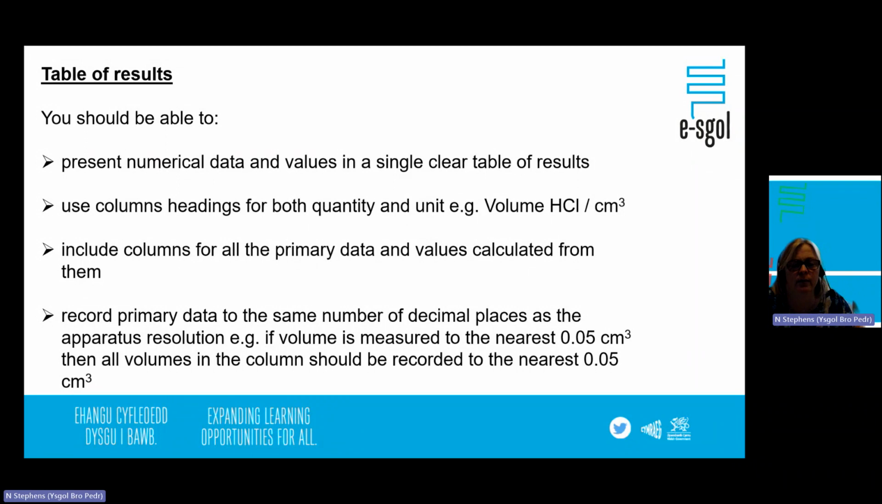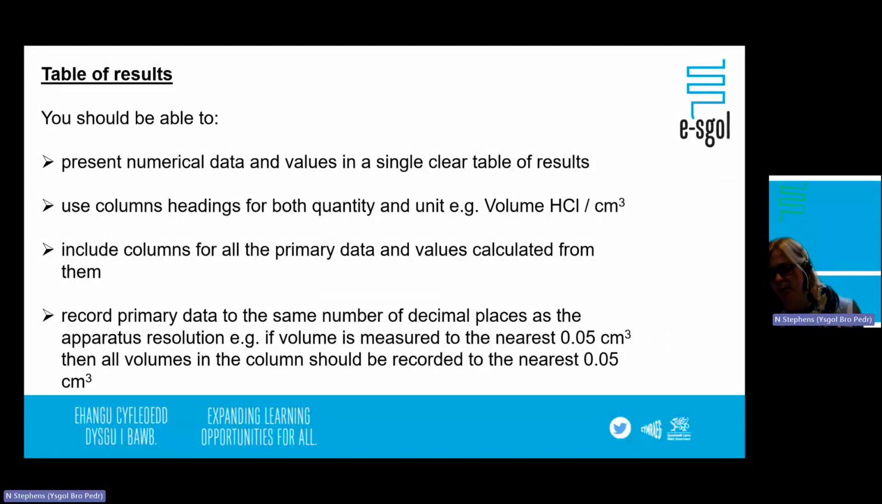And then you calculate any values from that data in its own column, of course. This is something that has reared its head with my own pupils over the years, and it's something that I keep reminding them of. That last bullet point there, it is really important that you record your own data to the same number of decimal places as the apparatus resolution.